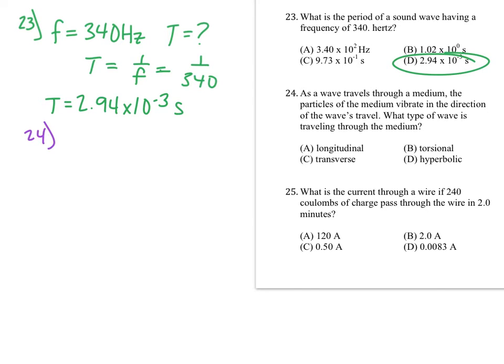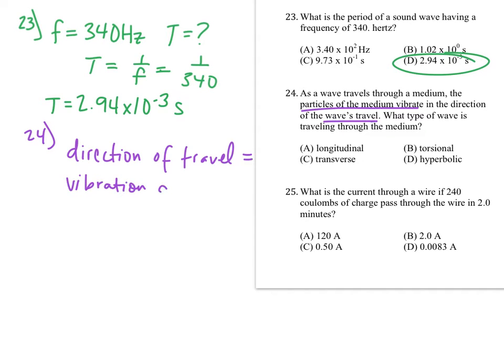Alright, number 24. As a wave travels through a medium, the particles of the medium vibrate in the direction of the wave's travel. What type of wave is traveling through the medium? Alright, so particles vibration in the same direction of wave's travel. So direction of travel is equal to our vibration direction. If that's the case, that means they're parallel. Therefore, parallel. What kind of wave is that? It's a longitudinal wave.